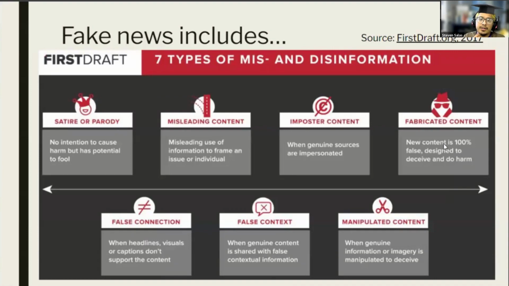Fake news includes, here are 7 types of mis- and disinformation. Satire or parody: no intention to cause harm, but has potential to fool. A previous example that was used: if anybody here has read an article from The Onion, it's just very outlandish, funny articles that aren't true at all. Or if you watch fake news comedians like John Oliver at night, they tend to do a lot of spoofs and funny content.